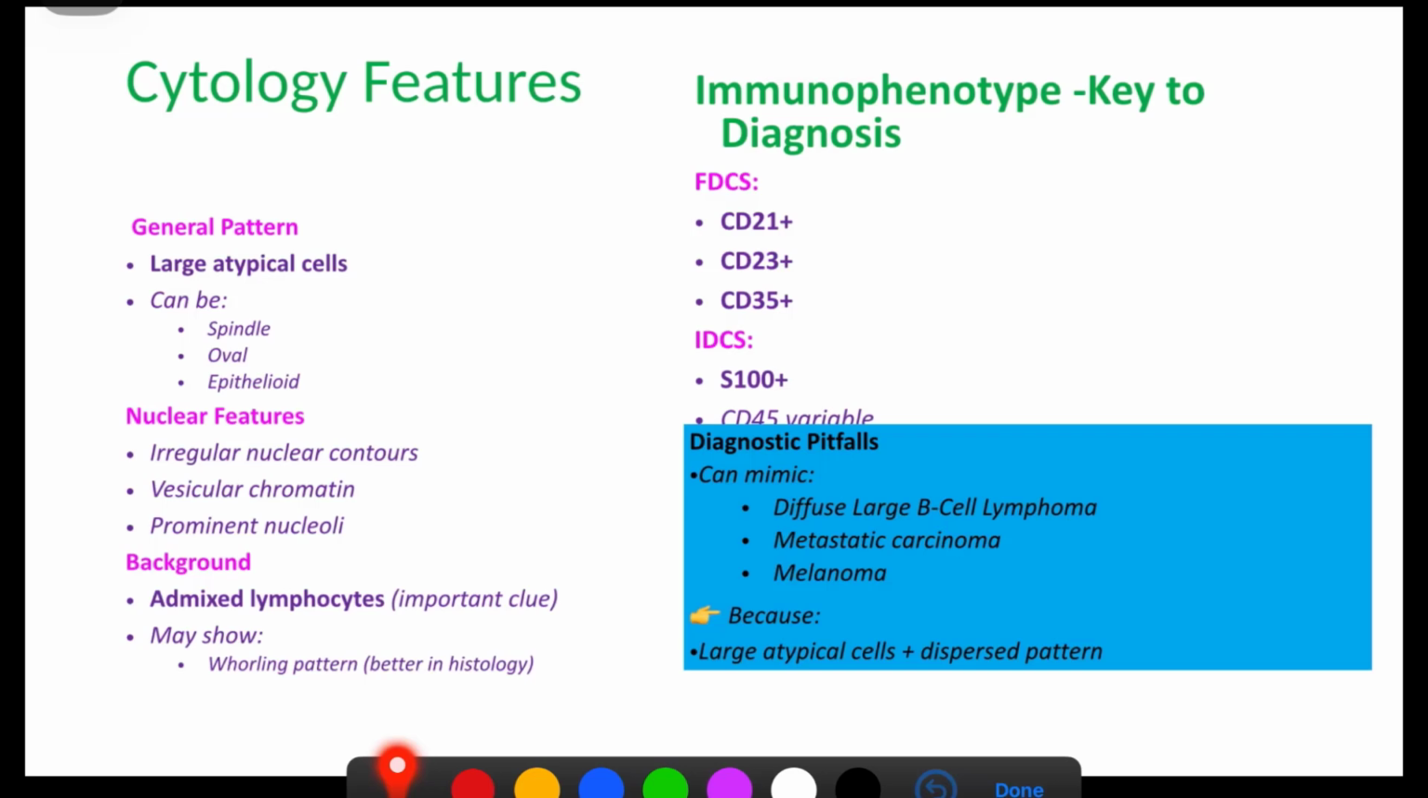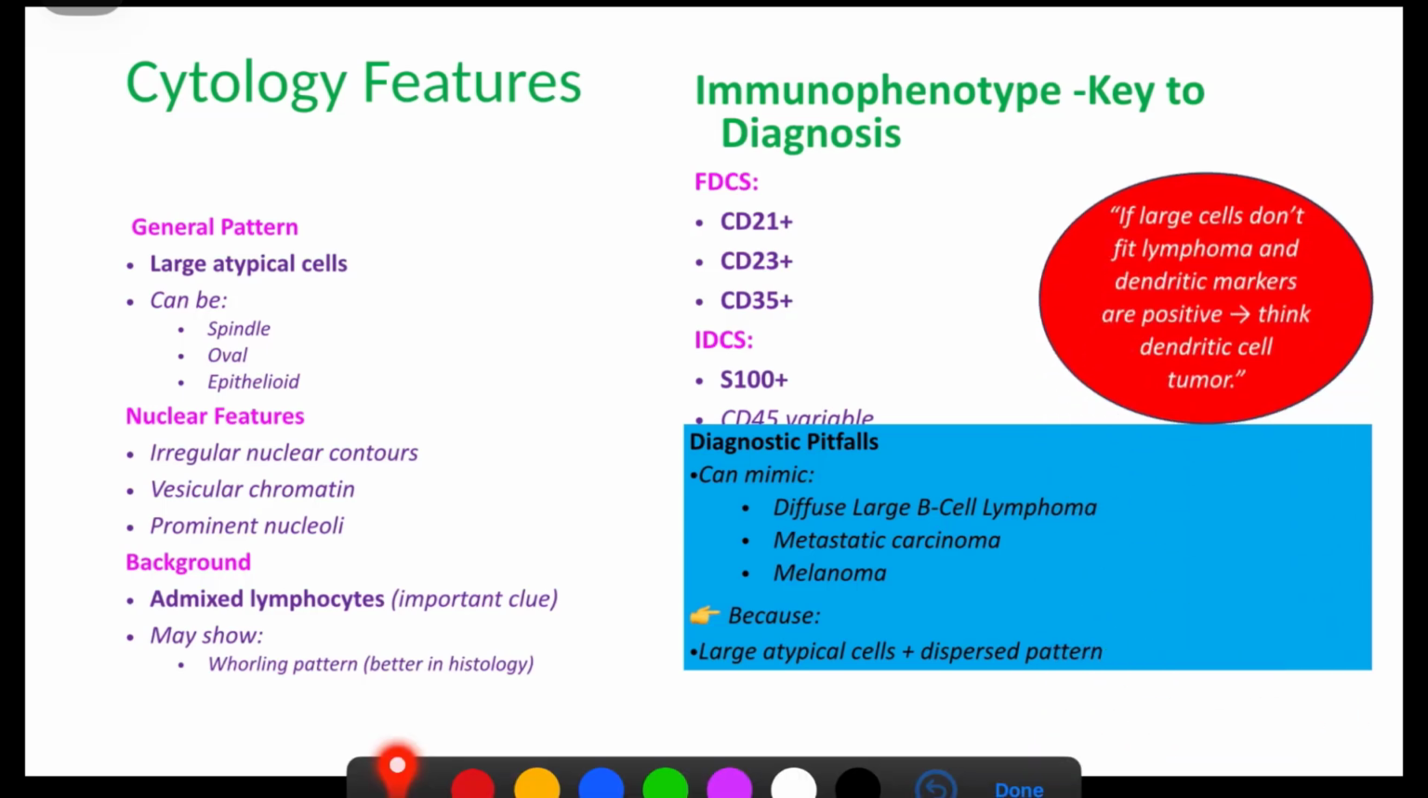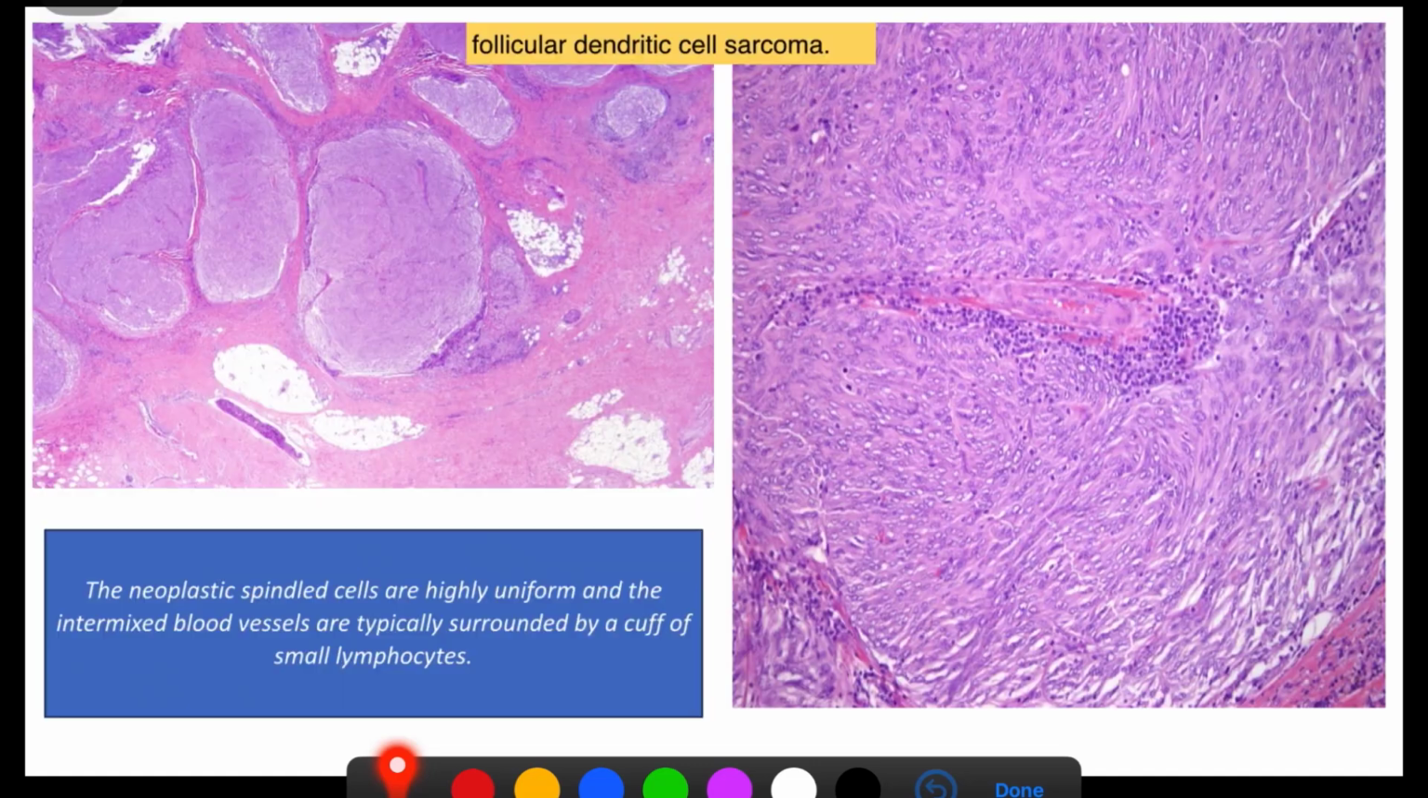CD45 is variable. So what are the diagnostic pitfalls? It can mimic DLBCL, metastatic carcinoma or melanoma, because it also has large atypical cells with a dispersed cell pattern. But for that we require immunophenotype. So if large cells don't fit lymphoma and show dendritic marker positivity, think dendritic cell tumor.